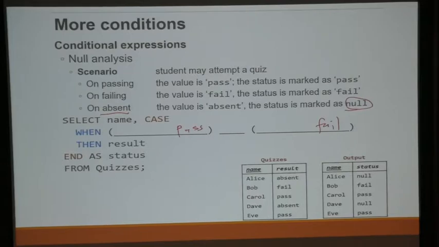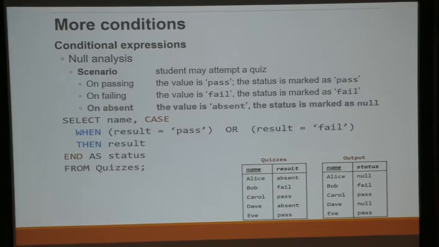Okay, so if you convert that, you will get something like this. If the result is either pass or the result is fail, then you take the result. Otherwise, it becomes null. Now, we only have 3 cases here: pass, fail, or null. Right? If you have more cases, it will be more complicated. So we can actually simplify this by using a null if operator.